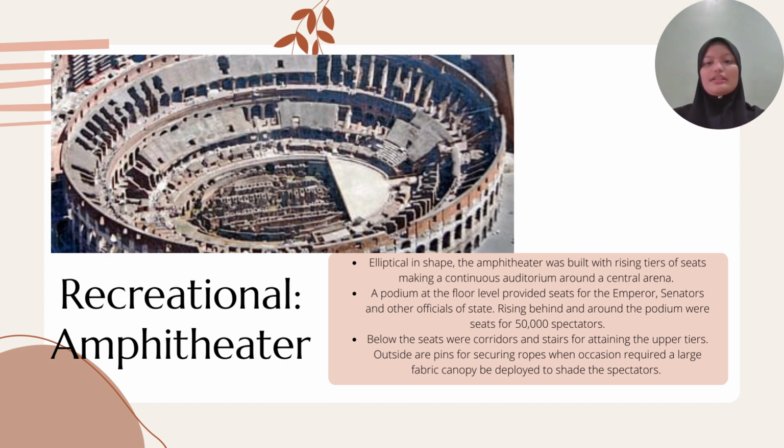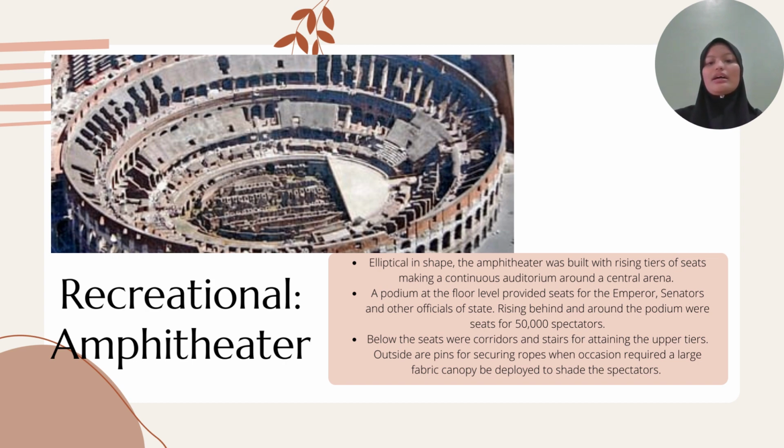The Colosseum was constructed in a level valley between the Esquiline and Cælian hills. The outer walls of the ellipse have a measurement. A podium at the floor level provided seats for the emperor, senators, and other officials of state. Rising behind and around the podium were seats for 50,000 spectators. Below the seats were corridors and stairs for attaining the upper tiers.